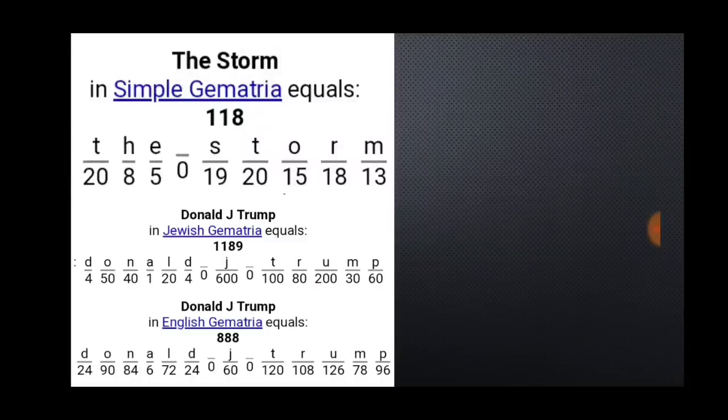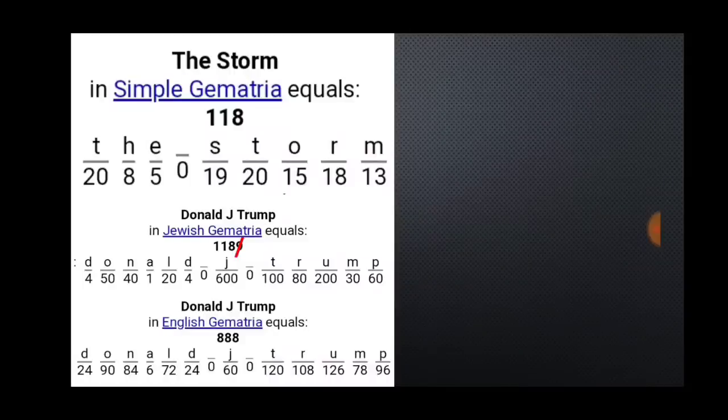Anyway, that's not a coincidence because Trump's name in many ways fits these things. So Donald J. Trump is 1189. Now, remember what I said about 9. Anything right next to it is basically the same number. So you can basically just take off 9. So it's 118. And Donald J. Trump just happens to match the storm. And Donald J. Trump in English gematria is 888. If you didn't know this already, it's pretty crazy.